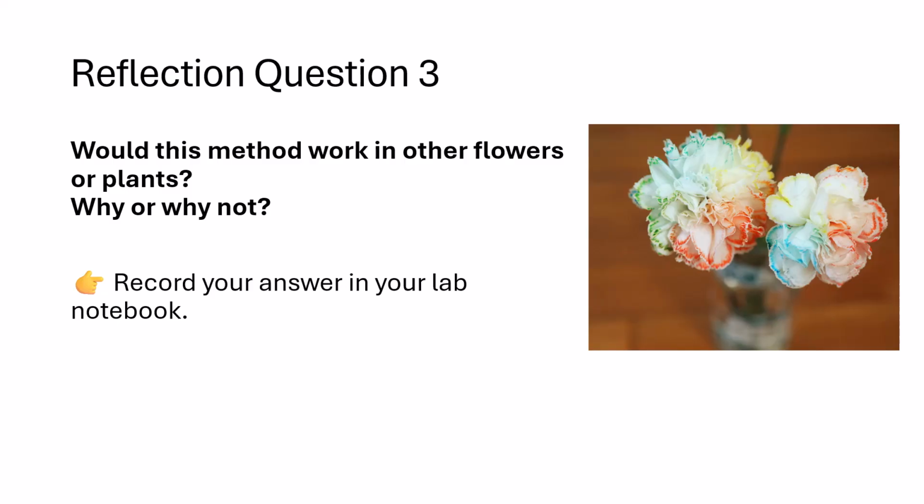Pause and write your response to reflection question 3. Think about what characteristics a plant would need for this to work. Maybe open water conducting tissue, actively transpiring petals, and light-colored tissues that would show dye clearly?